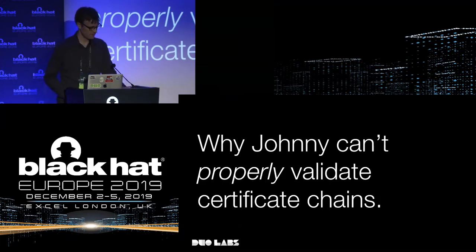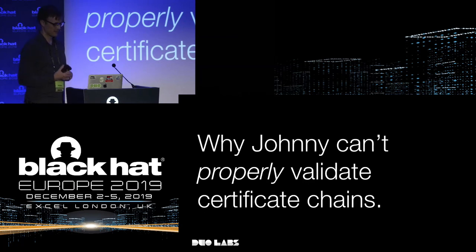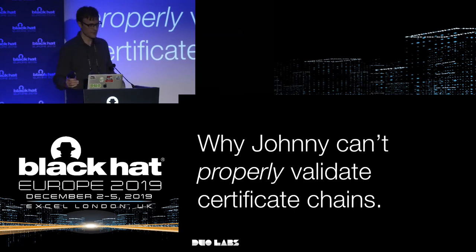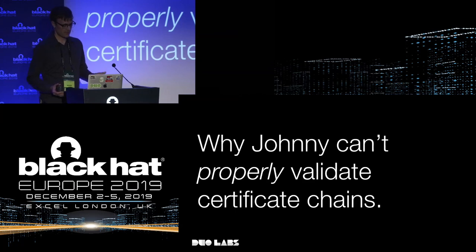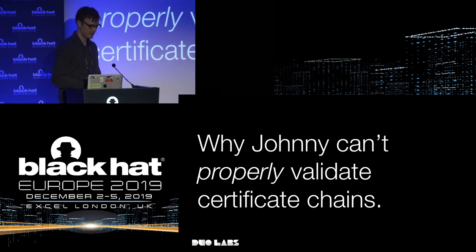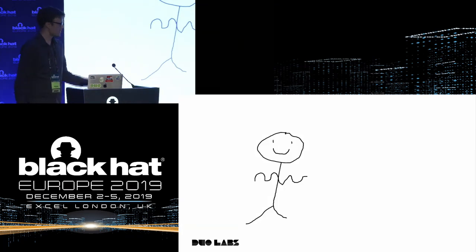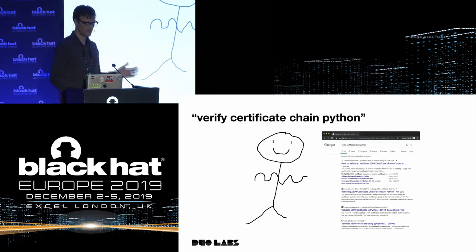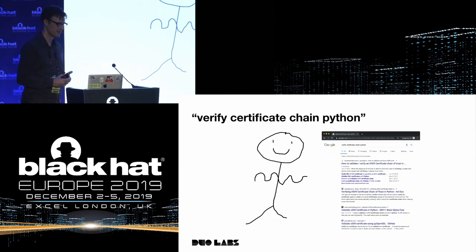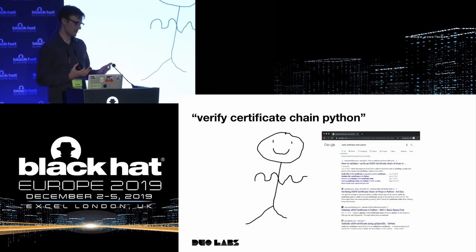So before I dive in too far, though, I want to start with a story to just hopefully demonstrate why we think validating certificate chains is a hard problem and why people make mistakes. If you're familiar with the paper Why Johnny Can't Encrypt, maybe just reimagine that as why Johnny can't properly validate certificate chains. So here's Johnny. Johnny is a software developer. And one day while developing an anti-abuse feature for his mobile application, Johnny is working with an API that has a required certificate chain validation step.